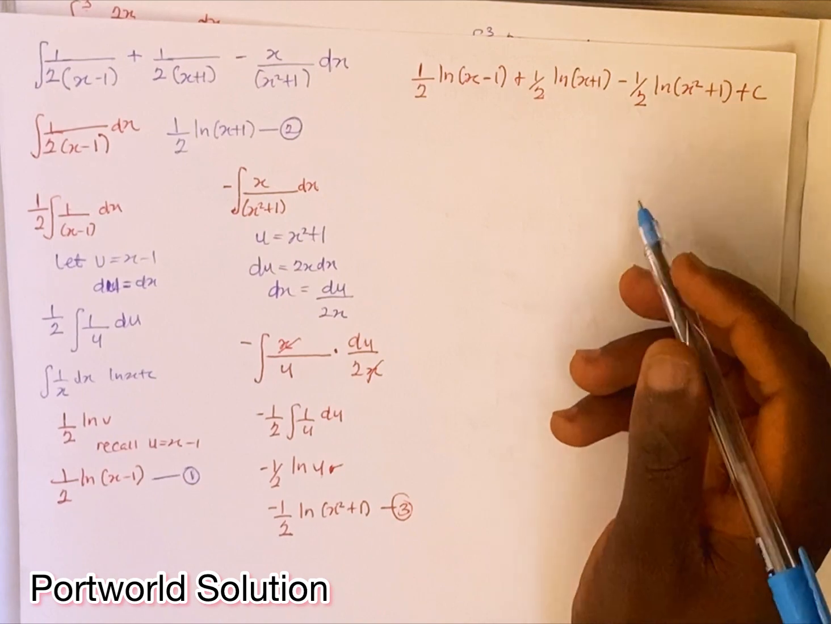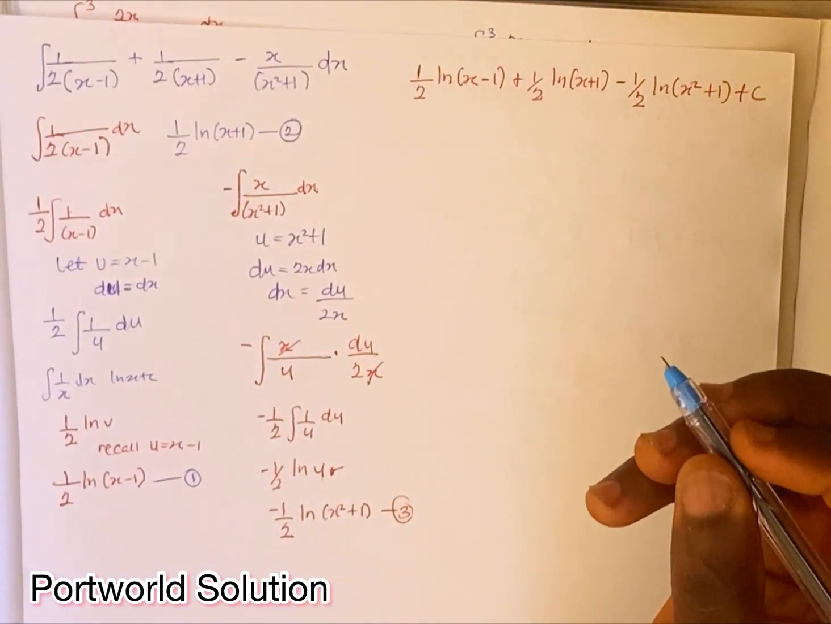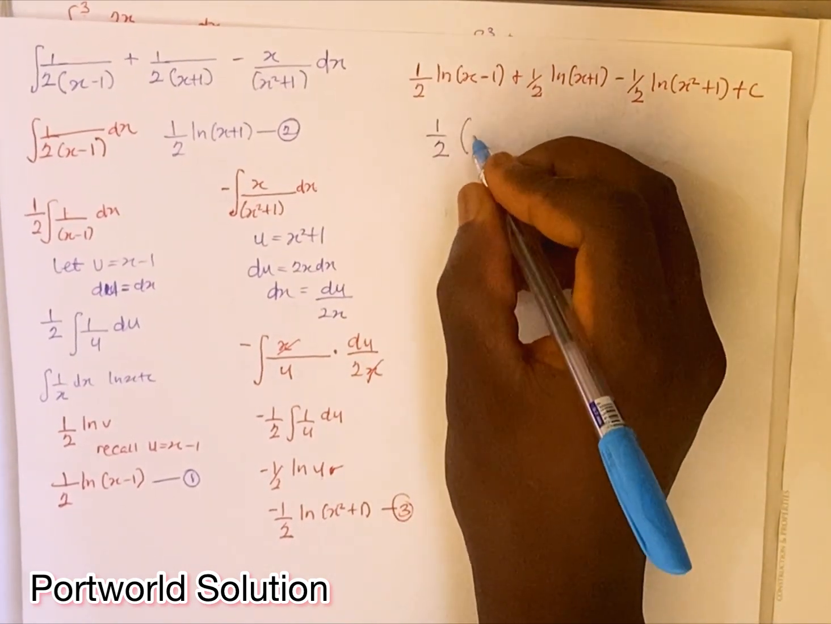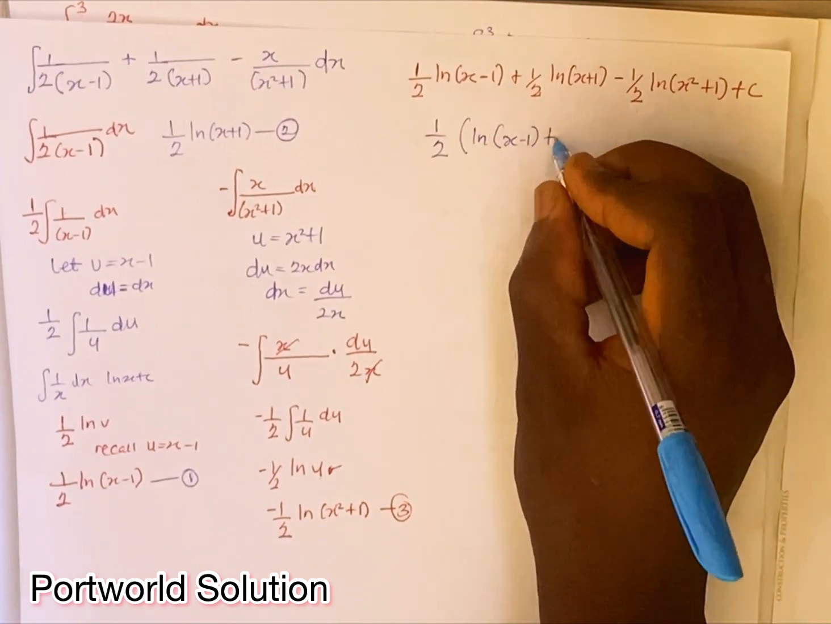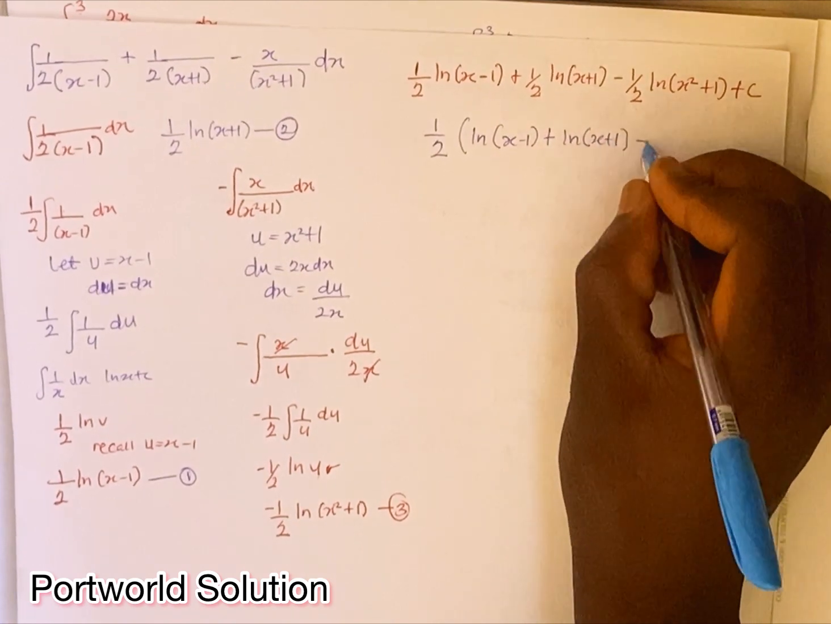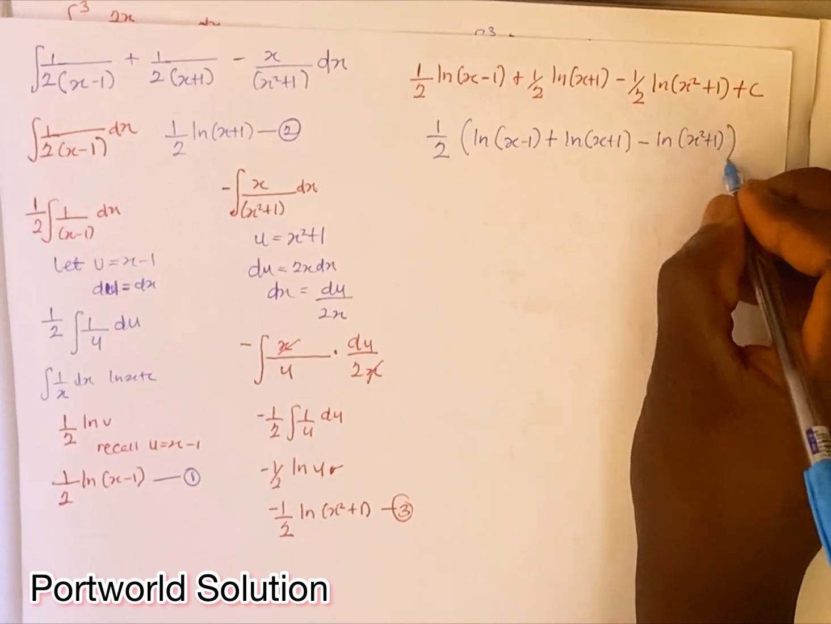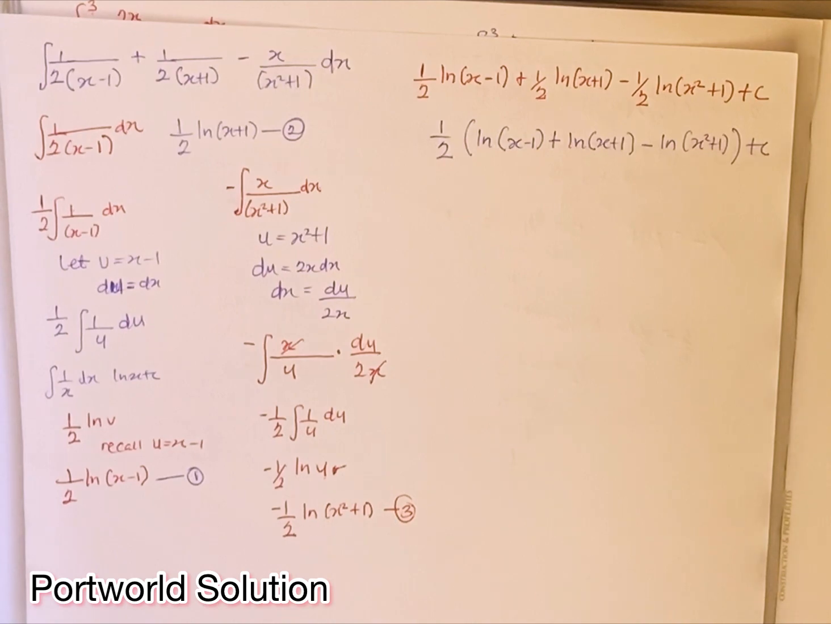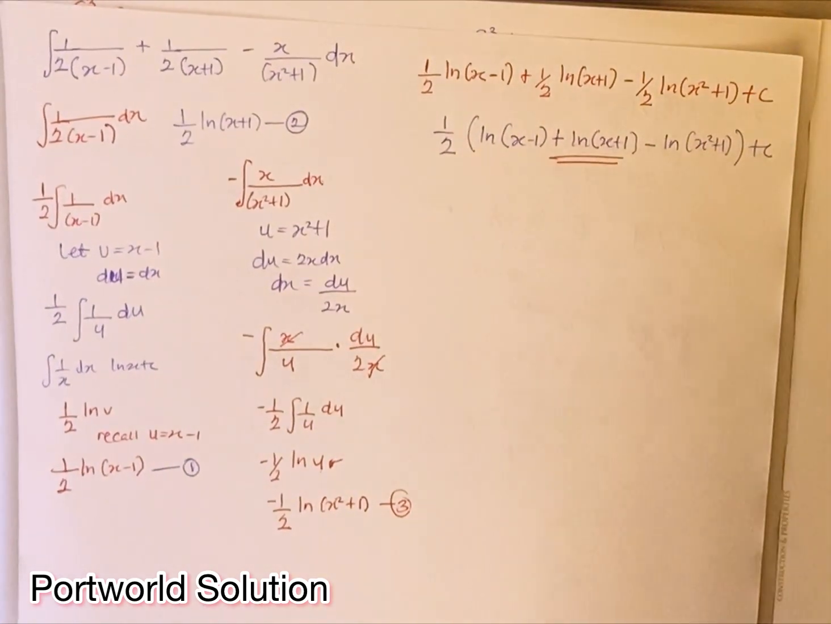So now let's go ahead and factorize or simplify this. I can factorize my 1 over 2 out. 1 over 2, then in brackets, ln of x minus 1, then plus ln of x plus 1, then minus ln of x squared plus 1, so plus c. I can still go ahead and simplify it, but let's not waste our time. You can just leave the answer like this if you are integrating without limits.